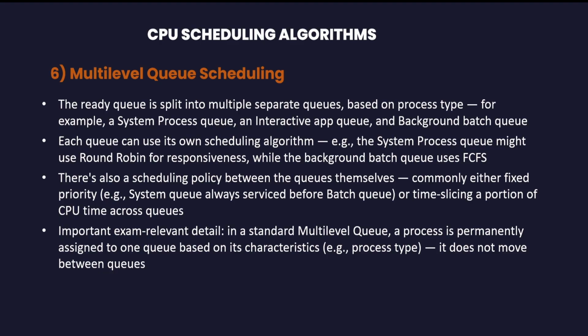Important exam relevant detail. In a standard multi-level queue, a process is permanently assigned to one queue based on its characteristics. It does not move between queues. So once the operating system puts a process into a specific queue based on any traits, it stays in that exact queue for its entire lifetime. It cannot move up or down to a different queue no matter how long it waits or runs.